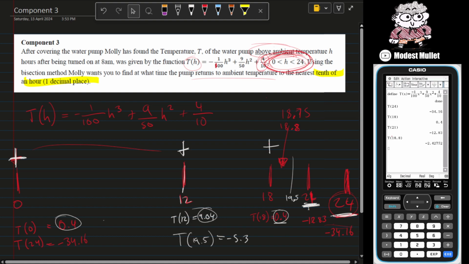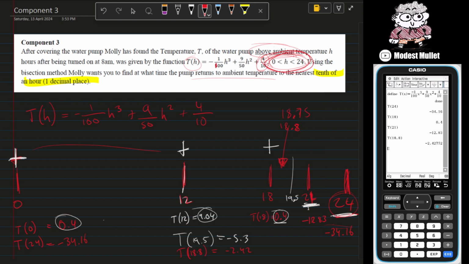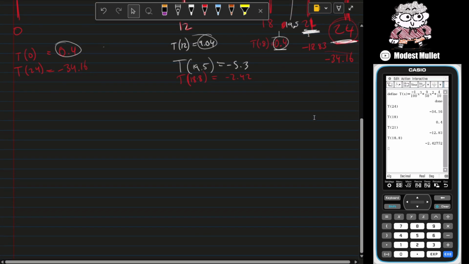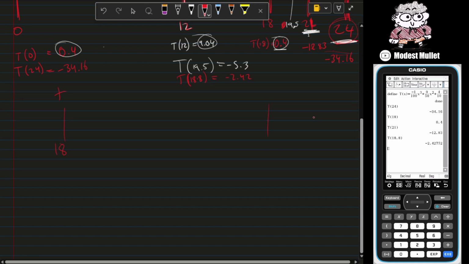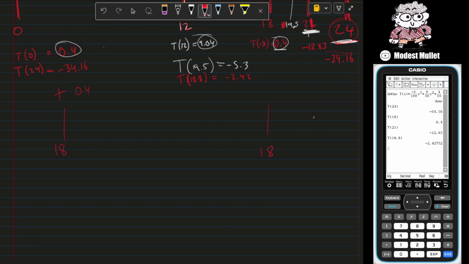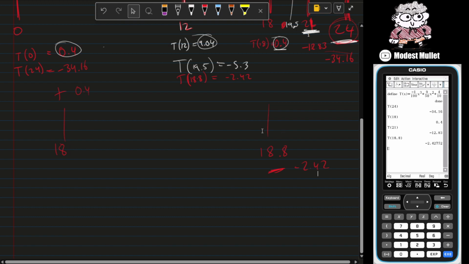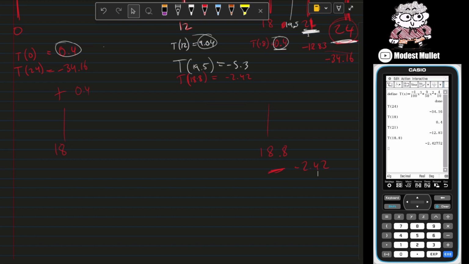Okay, still negative. So t of 18.8 is negative 2.42. So still negative. Okay. So let's sort of think about what we're doing. We know 18 is positive at 0.4. We know 18.8 is negative at negative 2.42. Okay, so let's try 18.4.